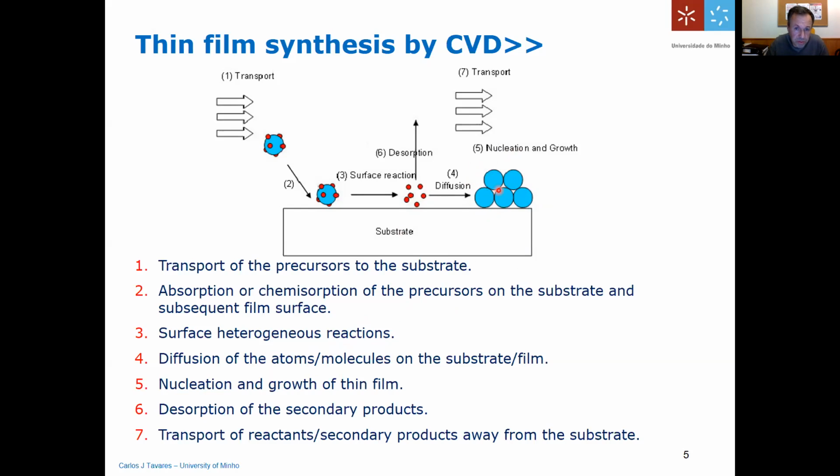Then you have the desorption, or the removal of secondary products by a carrier gas, which are taken away, for example, into the atmosphere or through another exhaust system.